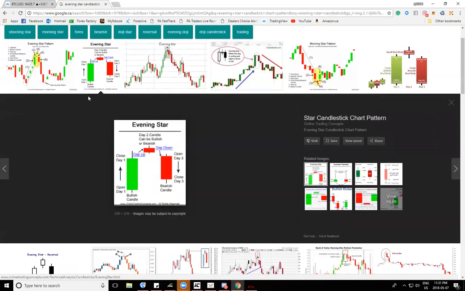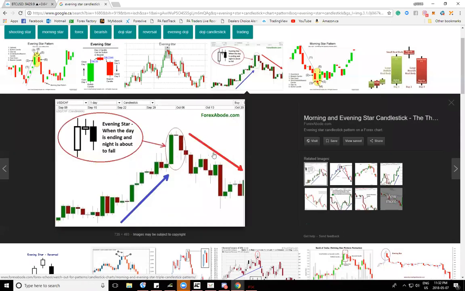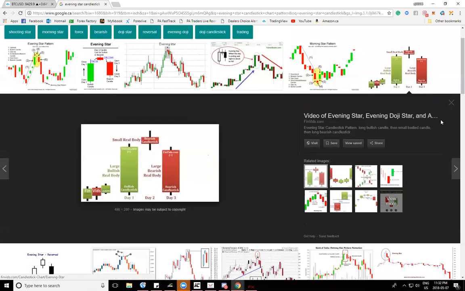Sometimes those will create other candlestick formations. For example, the evening star: you'll see a doji or a big inverted hammer, preceded by a bullish candle, an indecision candle. So that could be a doji, and then a bearish candle. That's called an evening star formation, and that's a bearish reversal pattern. So you can see one here as an example. Another one here.